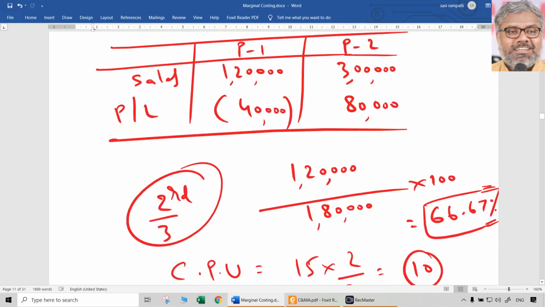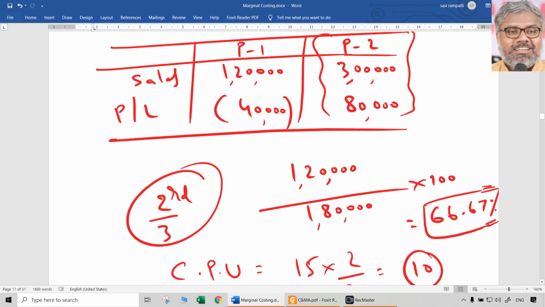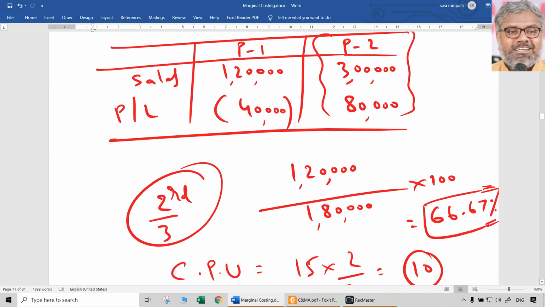How to find out? Substitute in any question, any period. Better to take positive period than negative period. So take this period too. 3 lakh sales, profit or loss is 80,000. That is given. So when sales are 3 lakhs and PV ratio is 2 by 3, that means contribution is how much there? Contribution is 2 lakhs naturally, right? 2 lakhs contribution and profit is 80,000.